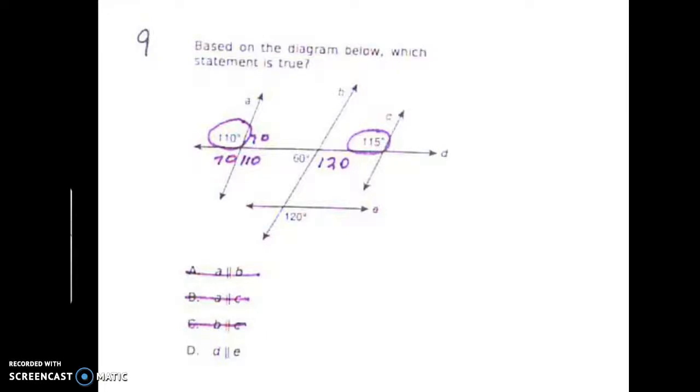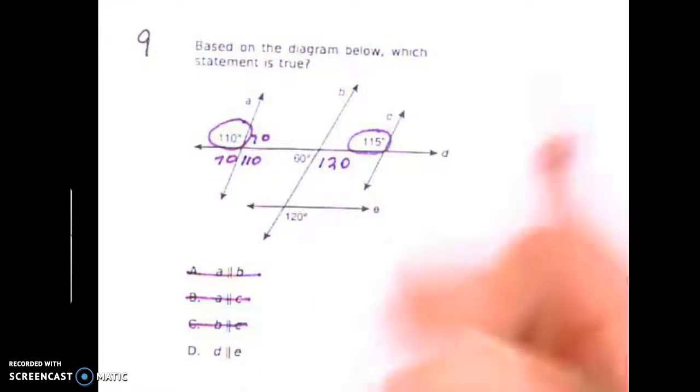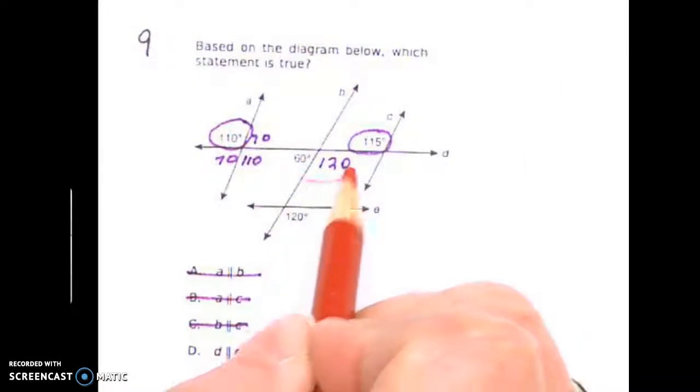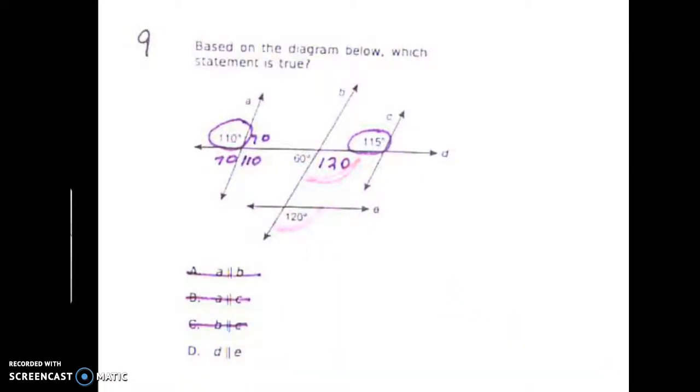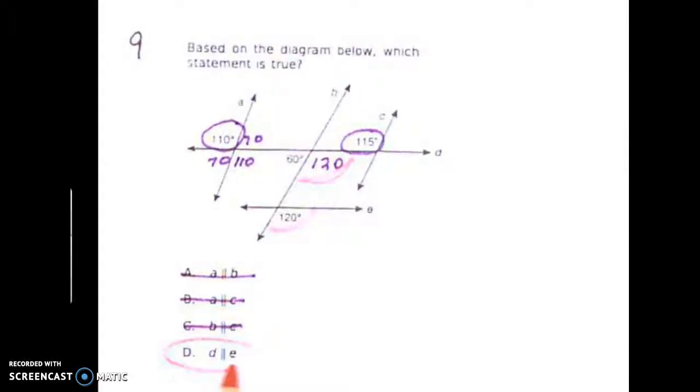The last question asks me possibly line D and line E being parallel to each other. When I take a look at the angles that I've marked, I have a 120 degree angle here. In a corresponding location, I have a 120 degree angle here. Those two lines are parallel because their corresponding angles are congruent to each other. So the correct answer for that parallel line problem is answer choice D.